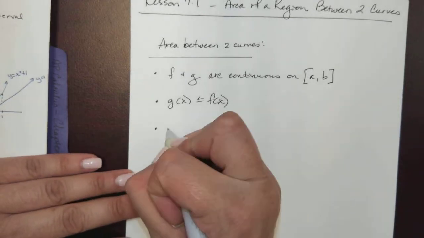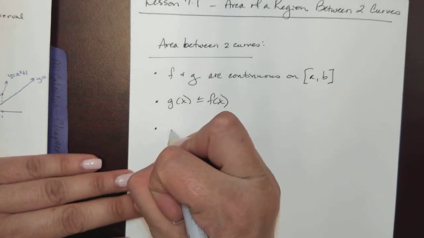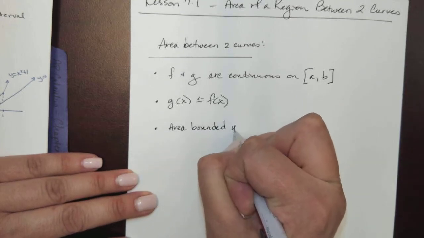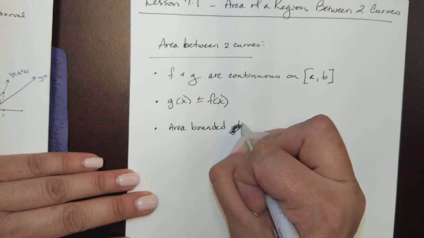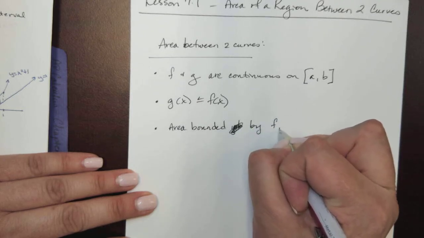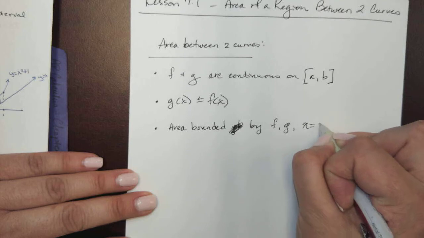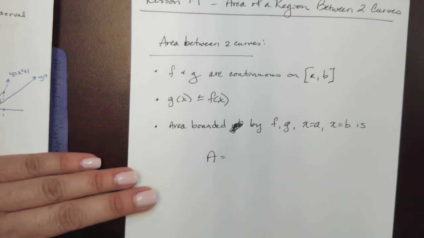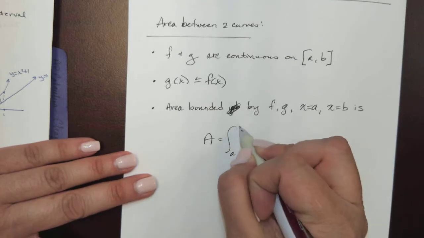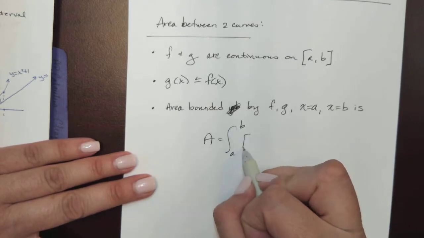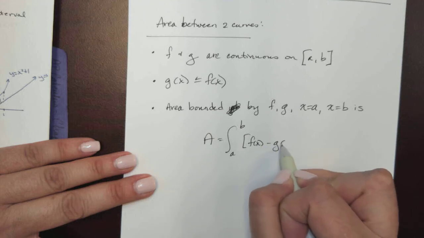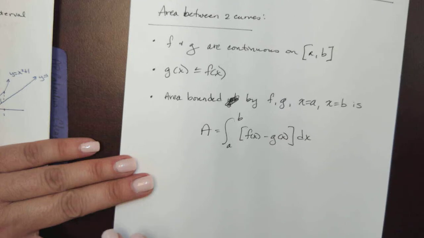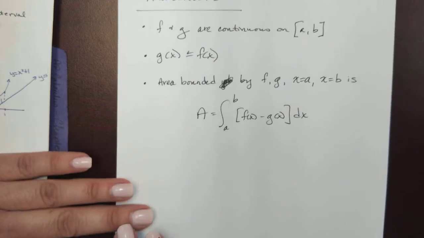And the area bounded by f, g, and x equals a and x equals b is, so the equation for this is the integral from a to b of f of x minus g of x dx. Okay?